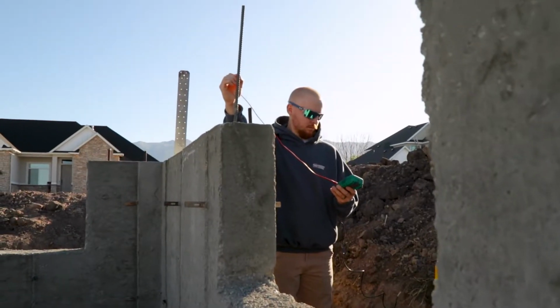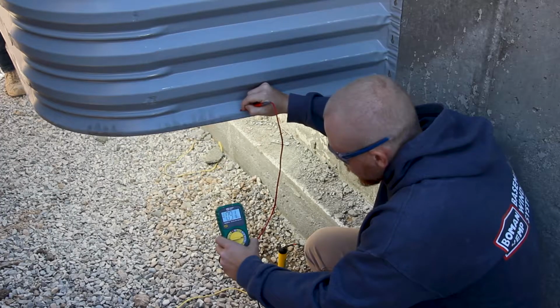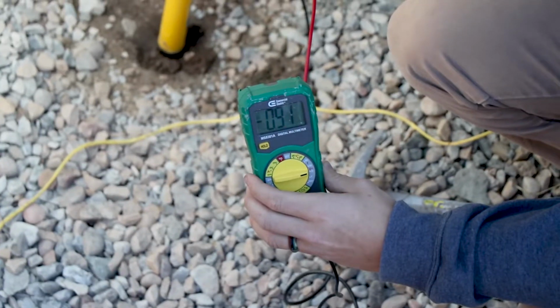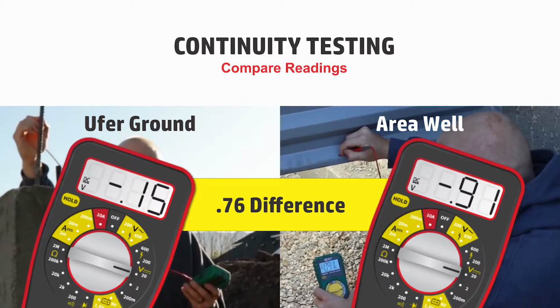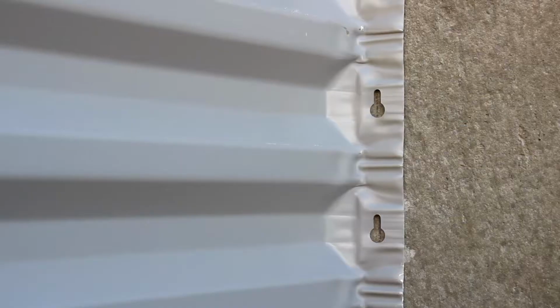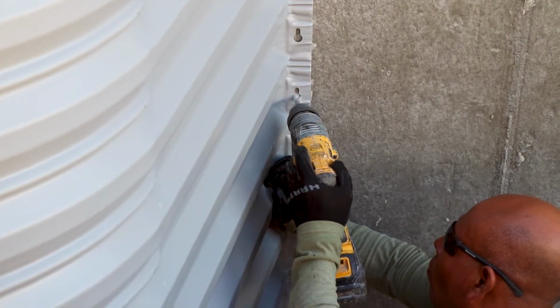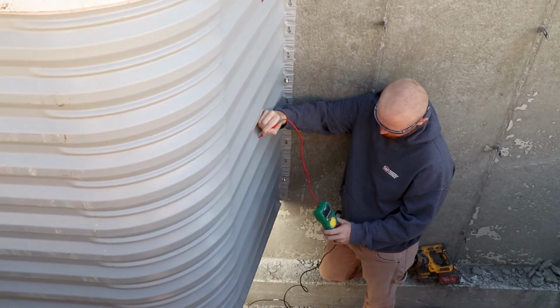In this example, the UFR ground read -0.15. The area well read -0.91. This shows that the attachment bolts, and therefore the area well, are not in contact with the rebar. Place the rest of the attachment bolts. Push the flange in or out to align the keyholes with the vertical lines, then drill and install an attachment bolt in each side using the appropriate washers. Finally, test the area well for continuity.